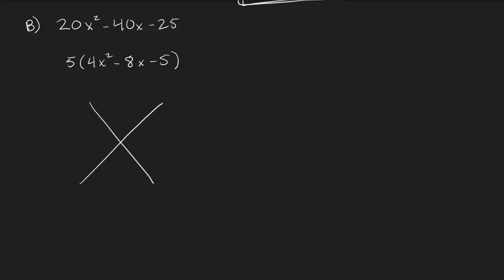X method. I'm going to identify just my A and my C, and up top it goes, and I'm going to write this out, 4 times negative 5, and that gives me negative 20.